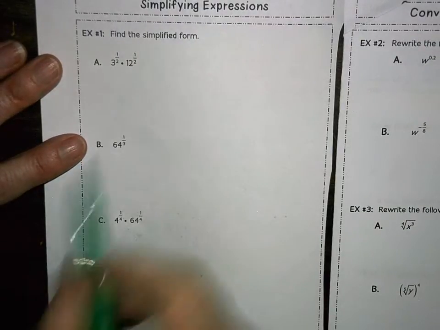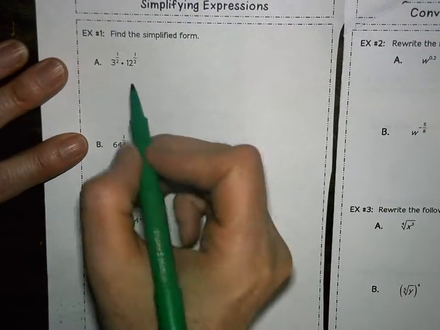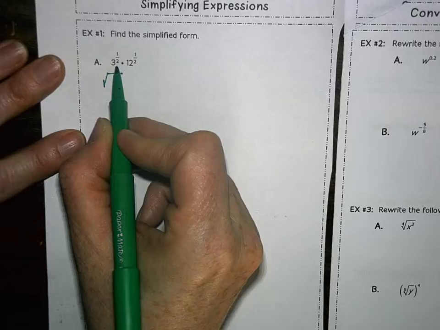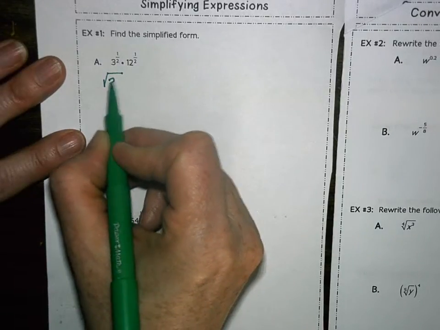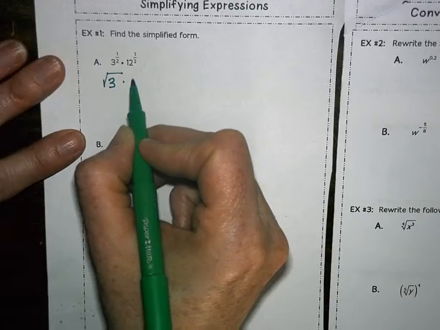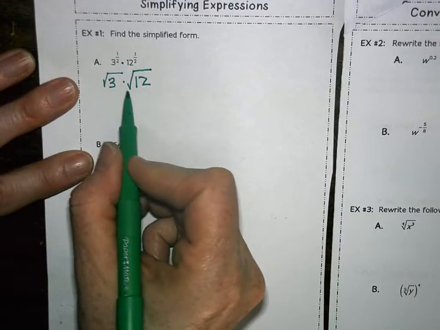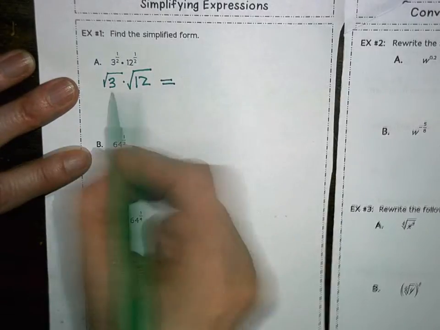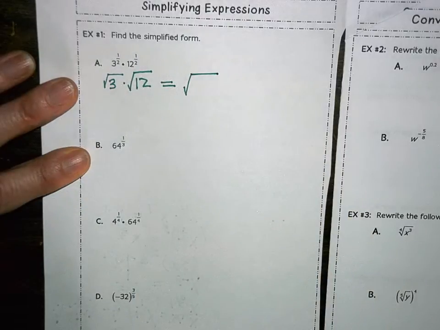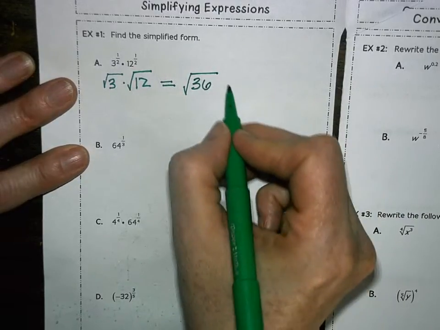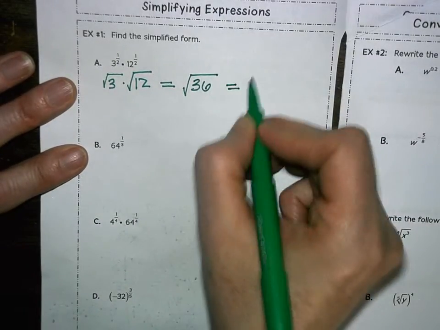So here we want to find the simplified form. One thing I want to point out is that we can rewrite this, remember, because all fractional exponents are really roots, so that's 3 to the 1/2 times 12 to the 1/2. Because they are to the same power, I can multiply them. I can put them under the same power, keep the power the same, and multiply 3 times 12, which is 36. Well, this will allow me to simplify because the square root of 36 is 6.